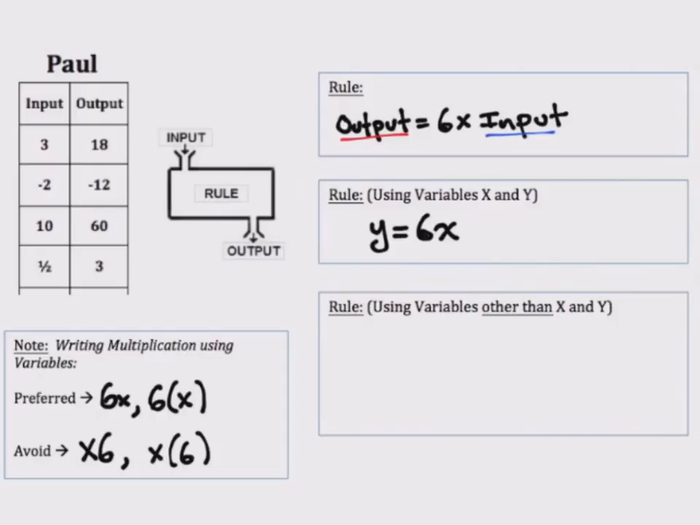Okay, so we've got our equation written. Y equals 6 times x. Now, we can use any variables we want. But if we use variables other than x and y, we must label our variables as either the input or the output. So for instance, if we wanted to use the variables k and m, we'd first have to write let k equal the input and let m equal the output, and then we could go ahead and rewrite this function's equation as m equals 6 times k.